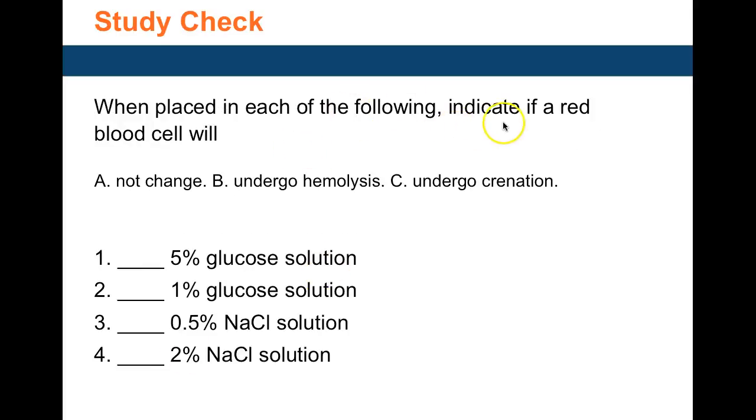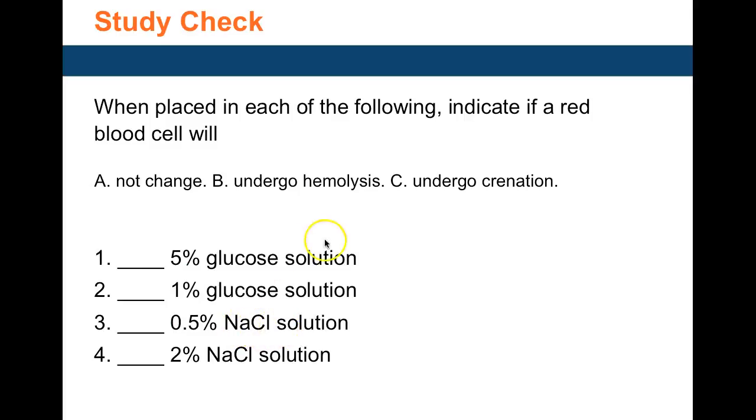When placed in each of the following, indicate if a red blood cell will not change, undergo hemolysis, or undergo crenation. Right, 5% glucose is normal, so it won't change, isotonic. 1% glucose, that's hypo, so it should kind of swell up, undergo hemolysis.